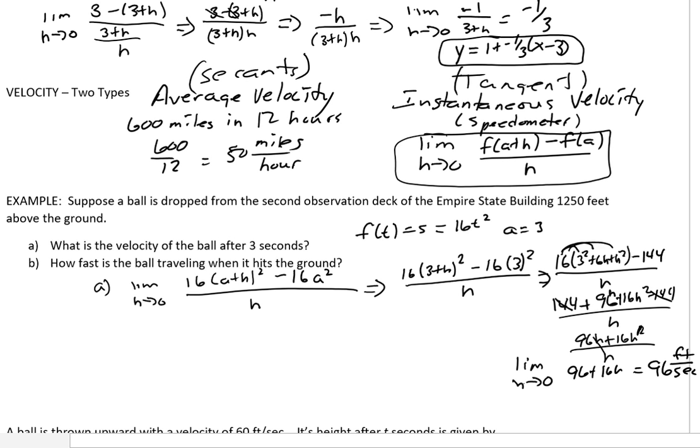That's A. B. How fast is the ball traveling when it hits the ground? Well, I'll let you finish the process, but the first thing we have to do is set 16t squared equal to 1250 and solve for t. And then repeat what we did in A. This time, a would equal whatever number we get when we solve this equation. And I'll let you do that for yourself.